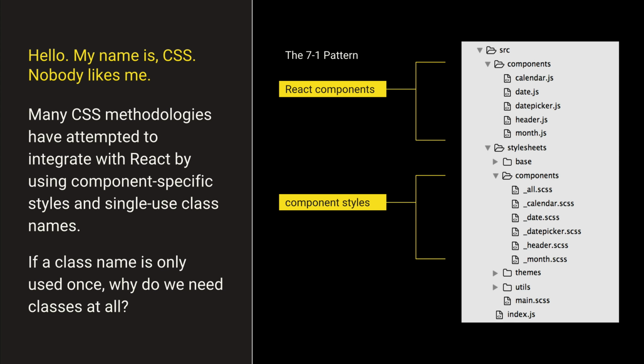So nobody likes CSS, right? There are many CSS methodologies attempting to integrate it with React by using component-specific styles and single-use class names. This is just one example of a methodology where each component, each React component at the top here, has a mirrored CSS file to handle its styling. And what you start to question is, if the styling is that specific and a class name is only used once, why do we need classes at all?